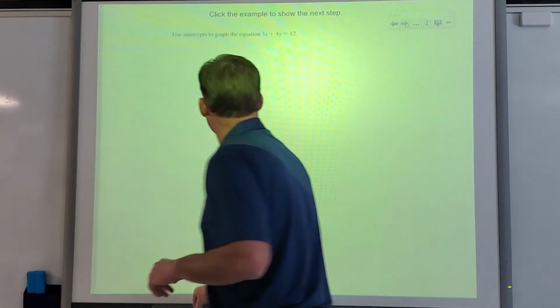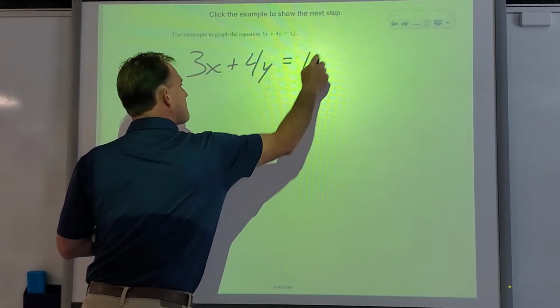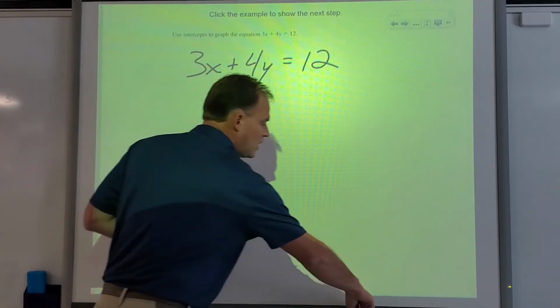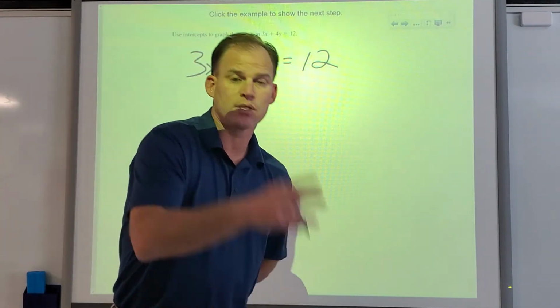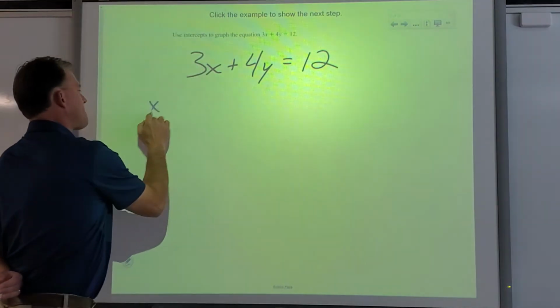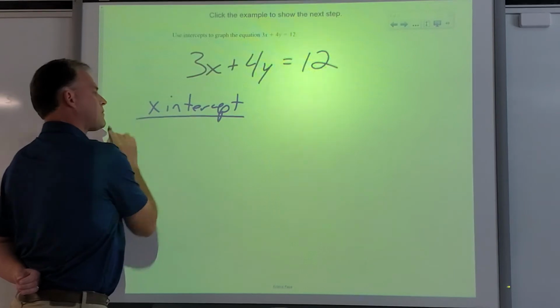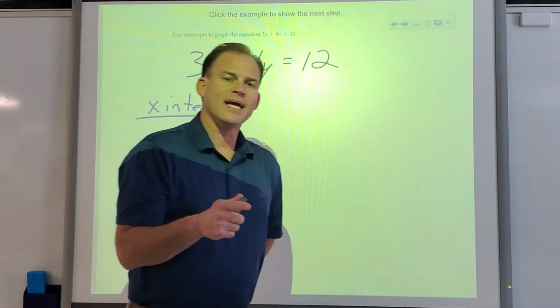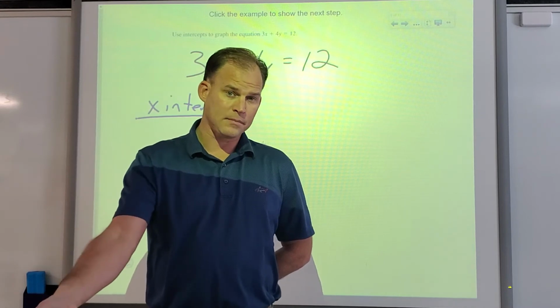So, the equation says 3x plus 4y equals 12. I need to find the x-intercept and the y-intercept. You gotta find both of them. So, if the x-intercept, what do I know about y?